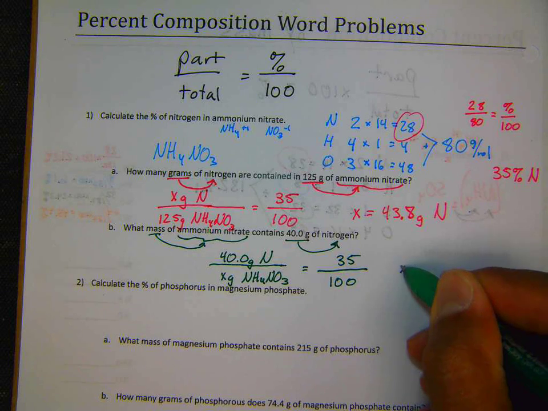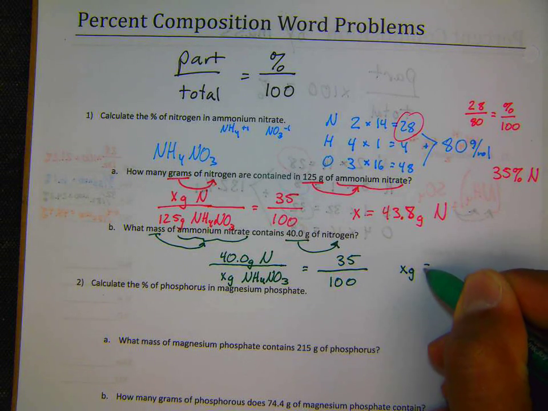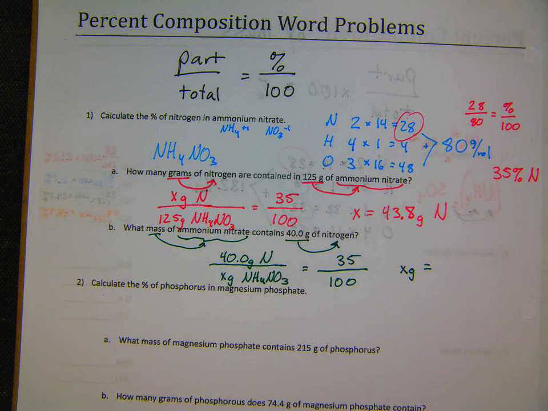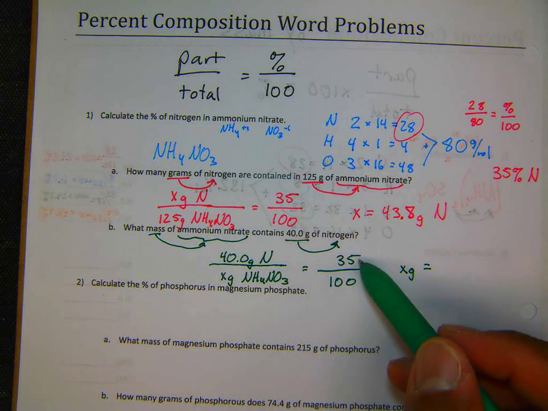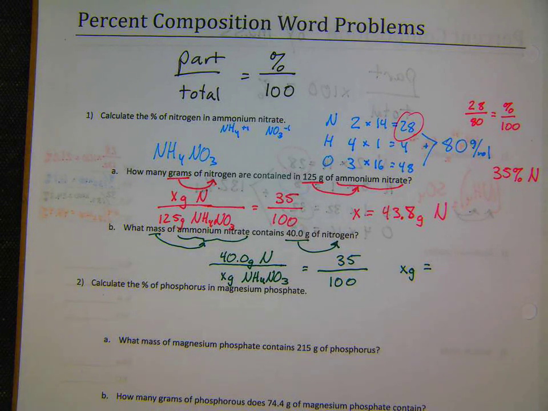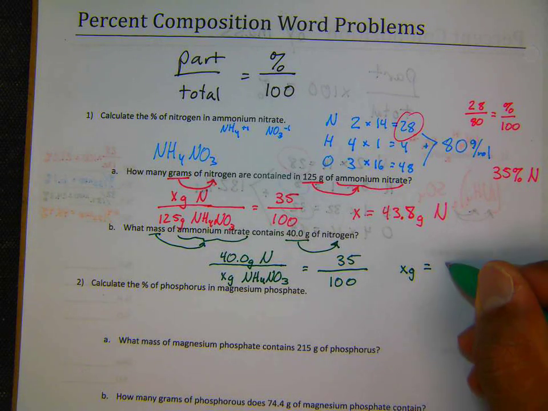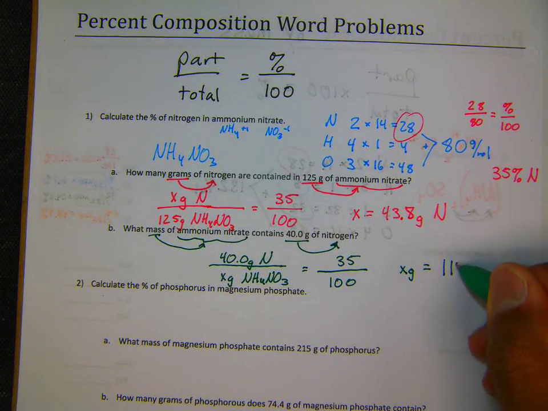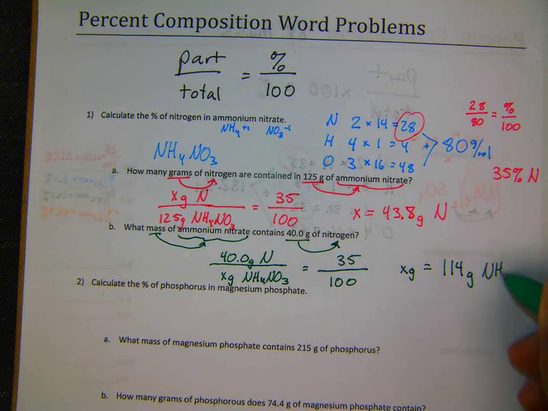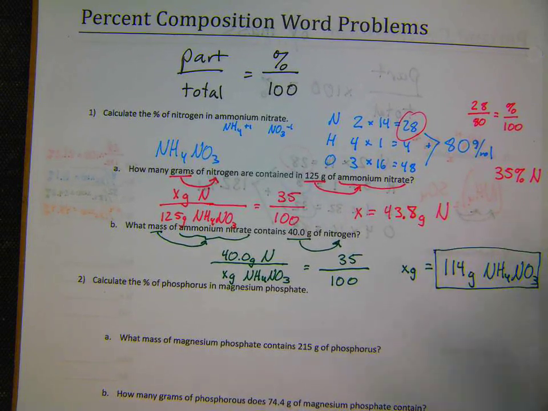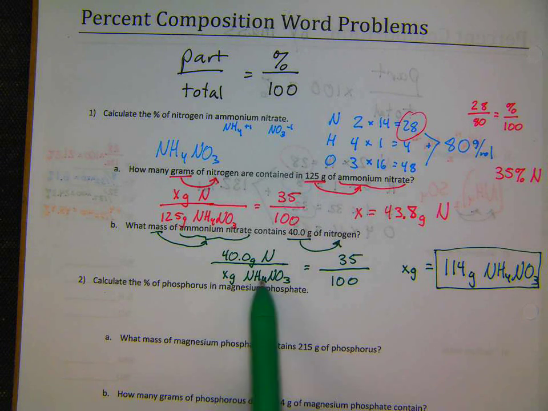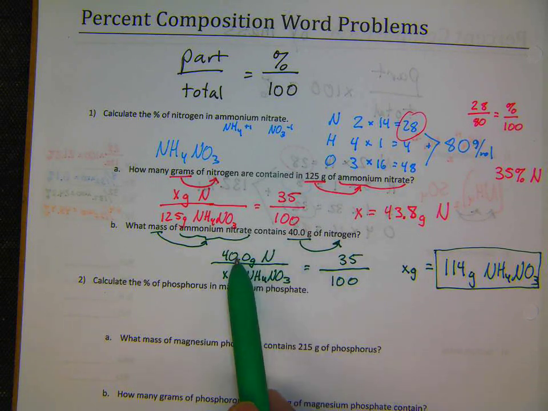I can solve this and find out X grams. And that's going to be, so 0.35 cross, so 40 divided by 0.35 is 114 grams of ammonium nitrate. And again, that makes sense because we are looking for the total amount of ammonium nitrate that contains the 40 grams of nitrogen.